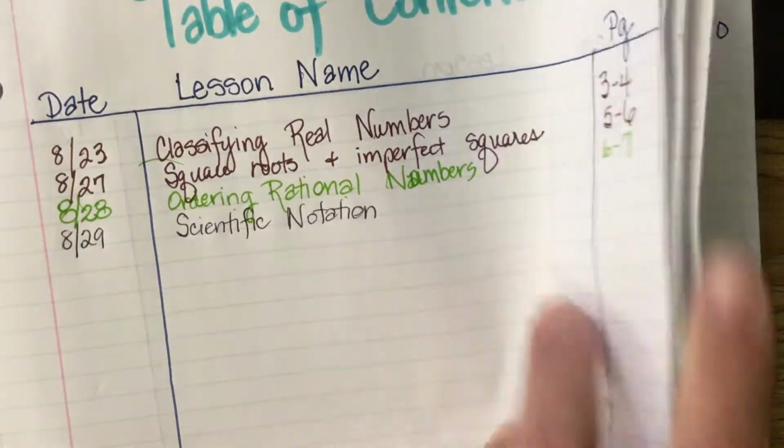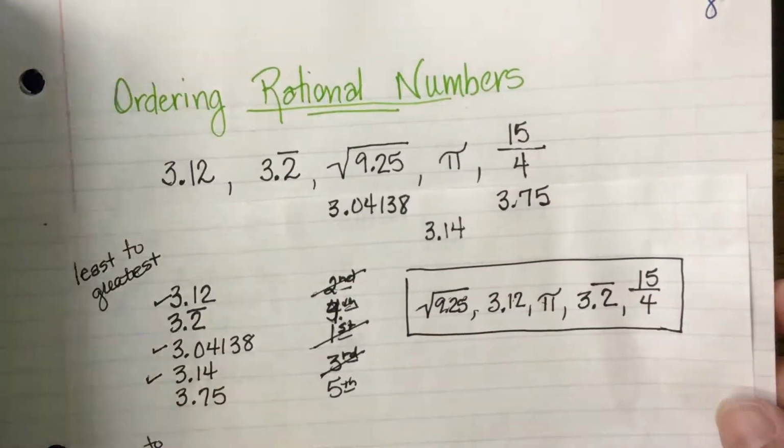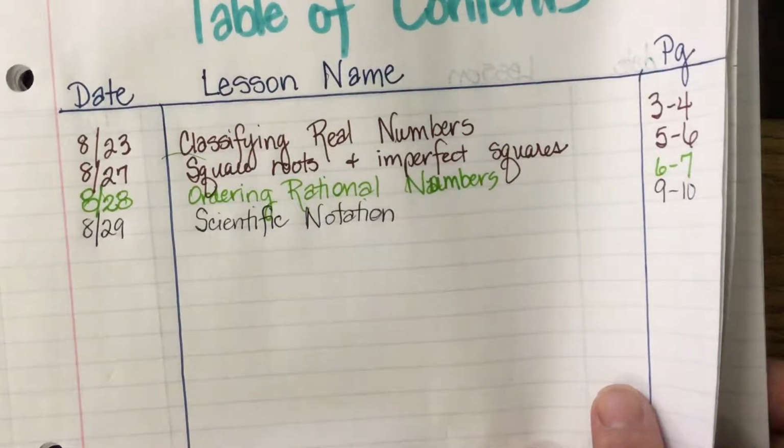And I am actually on page, sorry about that, 9 and 10. And it looks like, see, even mistakes happen. 7 and 8, I made a mistake, but that's okay.